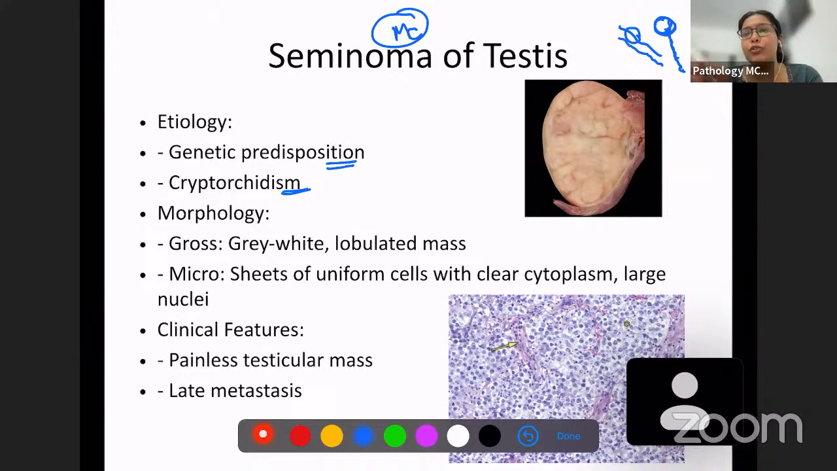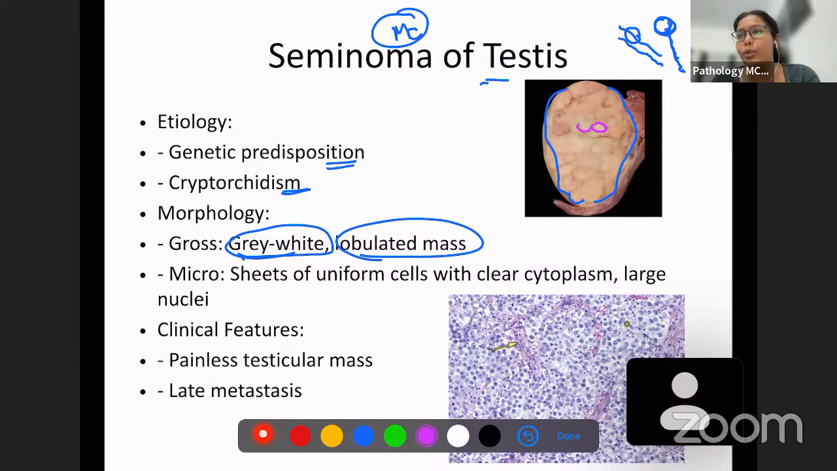So what is the morphology of seminomas? On cut section, we are going to see a gray-white lobulated mass. You can see this is gray-white. There are so many gray-white areas and there are lots of lobulations over here. So this is a gray-white lobulated mass. This is very classic of seminoma.